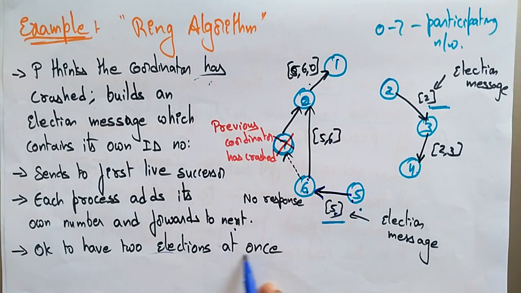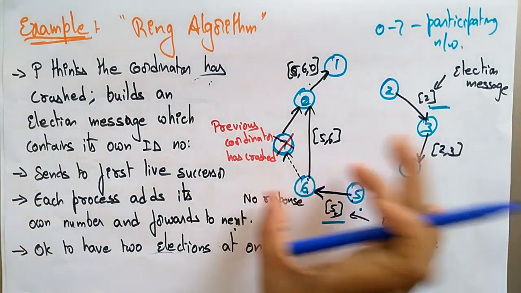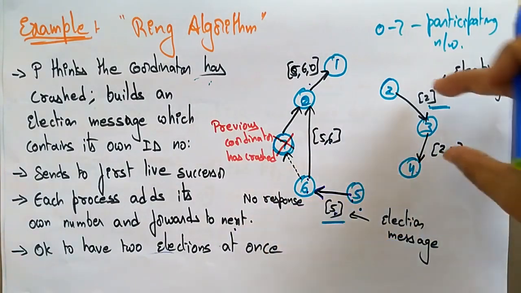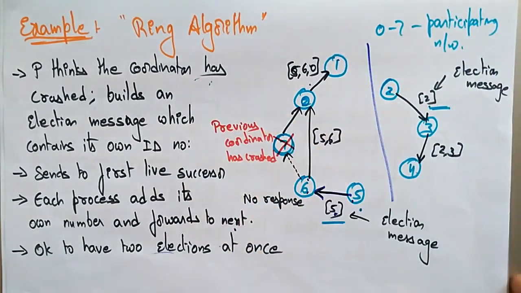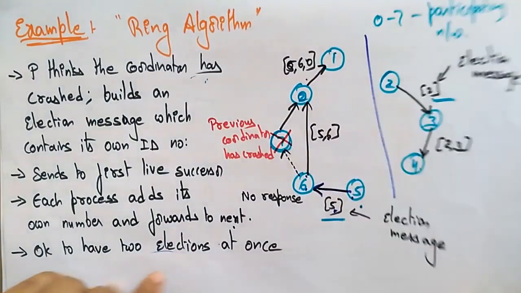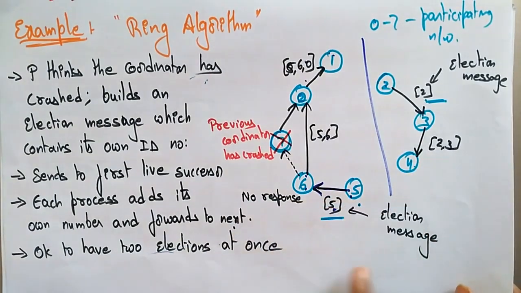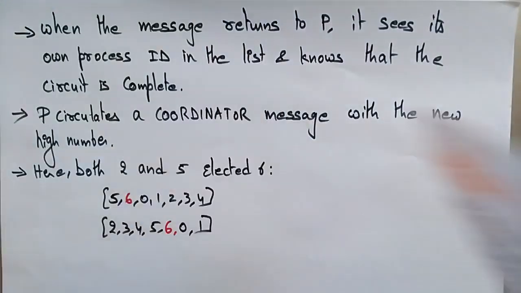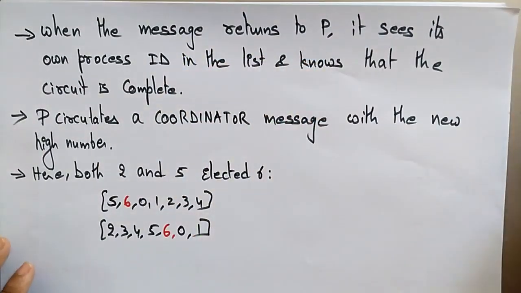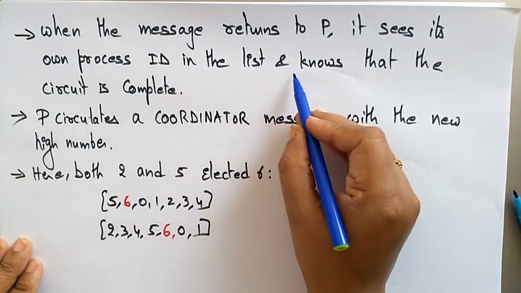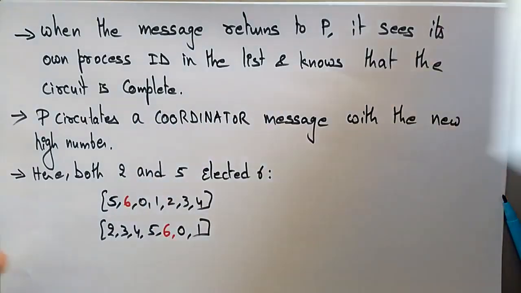It is okay to have 2 elections at once. So here 2 elections are participating at once, this is one part and this is another part. Now this list contains 2, 3 and this list contains 5, 6, 0. When the message returns to P, it sees its own process ID in the list and knows that the circuit is completed.